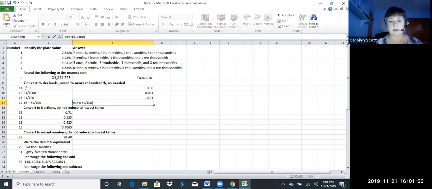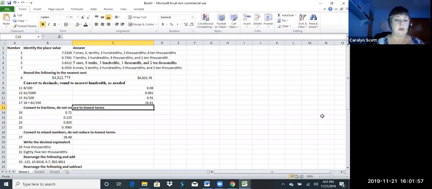Let's see if we're right. And we are. Okay. So now we're just going backwards. Instead of converting from fractions to decimals, we're just going to be converting to fractions. Please note that, oh, we didn't follow the directions.